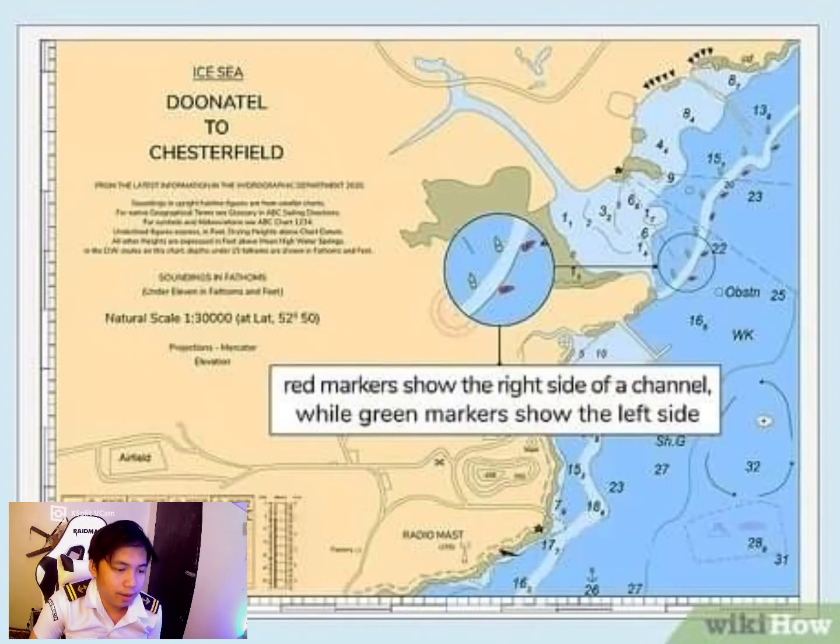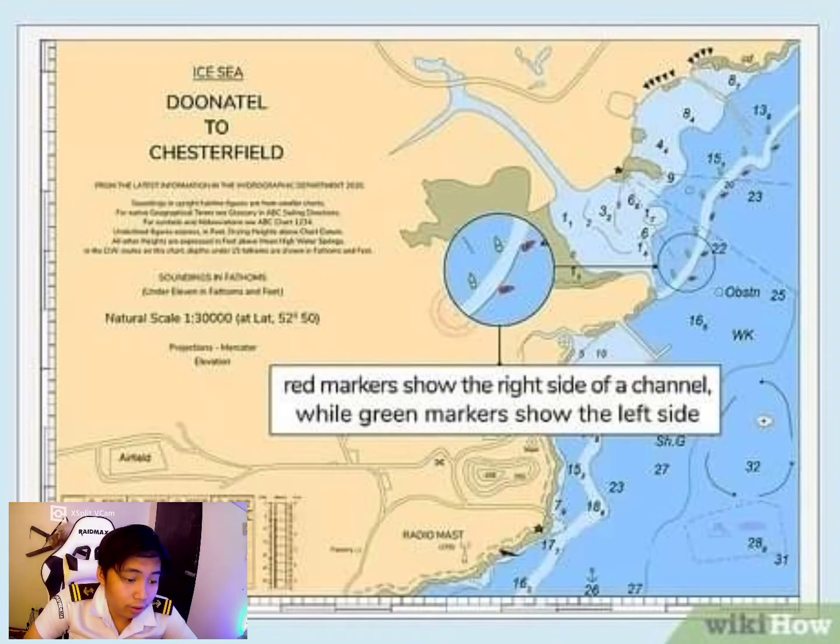Step 2. Follow red and green buoys for navigational guides. These buoys mark channels. The colored circles on a chart usually correspond to buoys you will see floating along the channels as you travel. Buoys are numbered, making tracking your route easy. A red marker shows the right side of a channel, while a green marker shows the left side. The different colors keep you oriented no matter which way you travel.